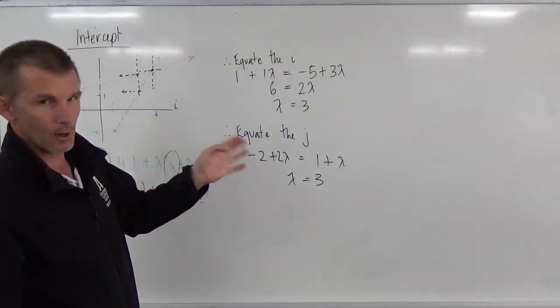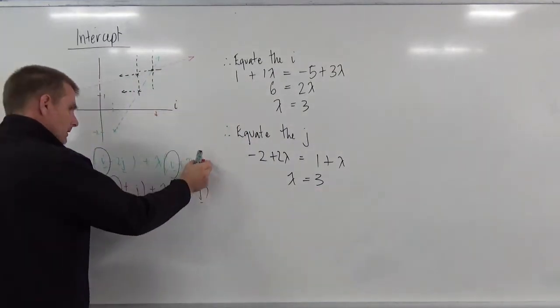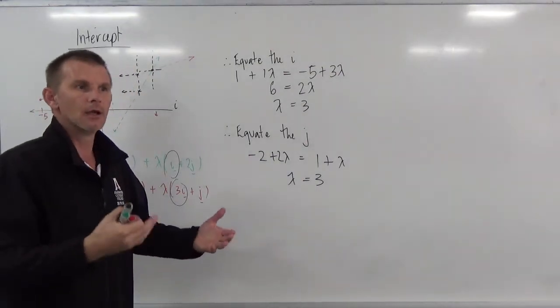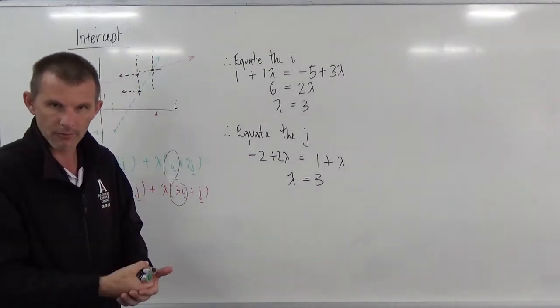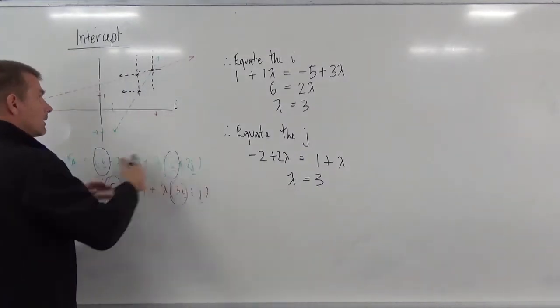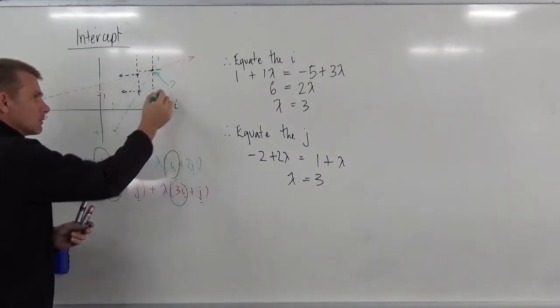Now if I want to find out where they collide, I can take this lambda equals 3, put it back into either one of the equations, and just like doing linear equations, you've got to get the same answer out of both, because otherwise you've done something wrong. So taking 3, putting it back in here, that would find me that point right there, the collision point.